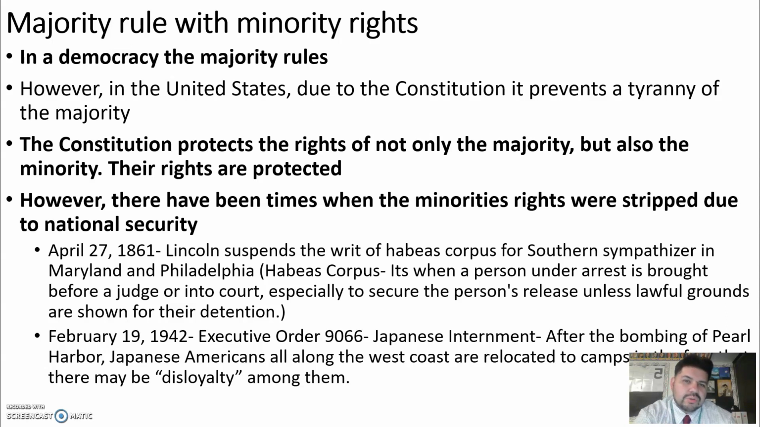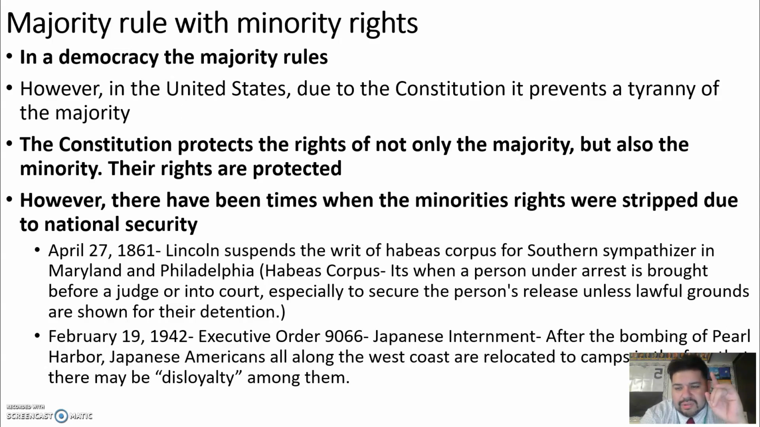No. You, as a person, as a citizen, as a minority, have rights. The Constitution protects those rights. People might try to fight it, but ultimately, you're protected. However, with that being said, there have been times when minority rights were stripped away due to national security.